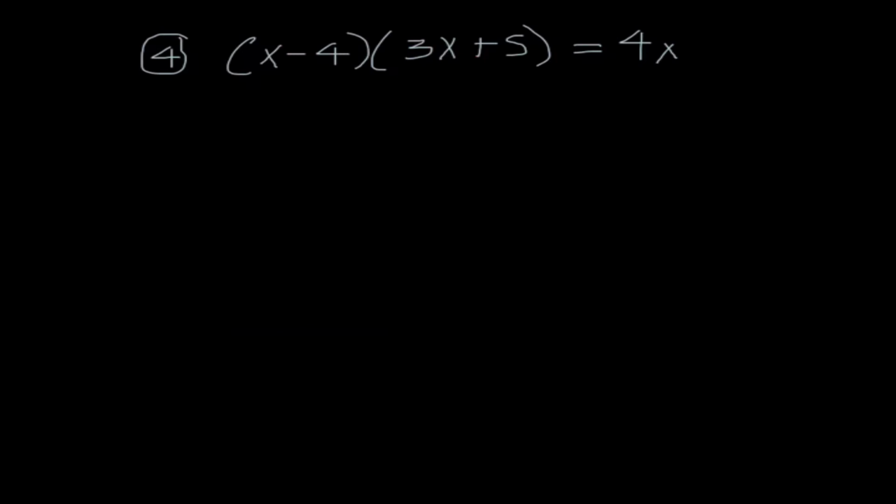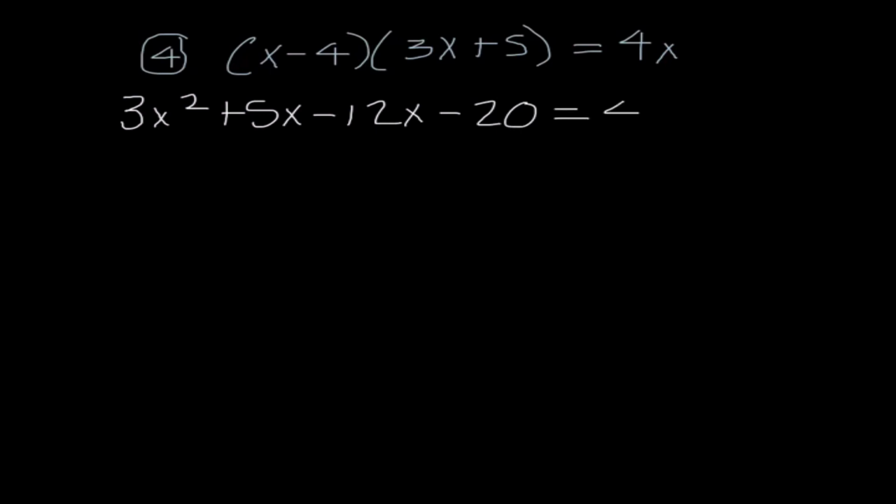Looking at number 4, you might be excited because it's already factored. Unfortunately, it's not set equal to 0. So I need to start by unfactoring or foiling this. So when I multiply, I get 3x squared plus 5x minus 12x minus 20 equals 4x. So looking on the left, I have some like terms that I can combine. So I'm going to add this and I get minus 7x minus 20 equals 4x.